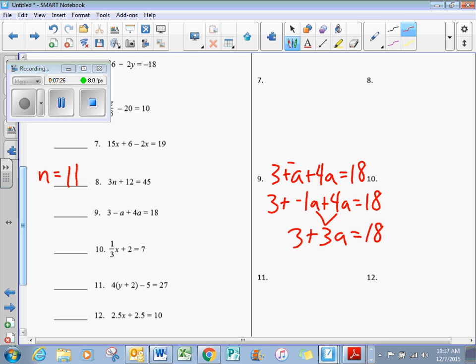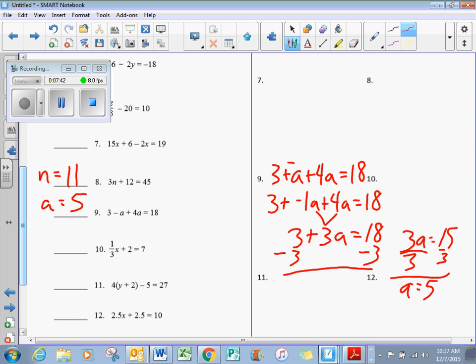Subtract 3 from both sides. 3a equals 15. And divide by 3, and a is 5. Okay, pretty basic once you simplify, isn't it? Then it becomes just like every other problem. And I know in our notes we had, if simplifying needs to happen, we need to do that first. Distribute, combine like terms before we start doing things to both sides.